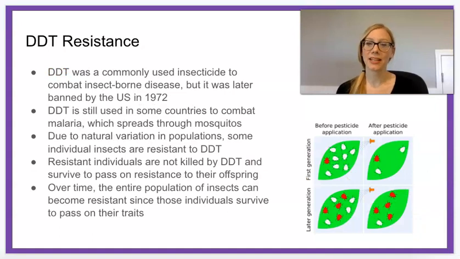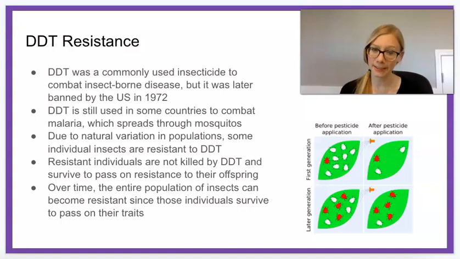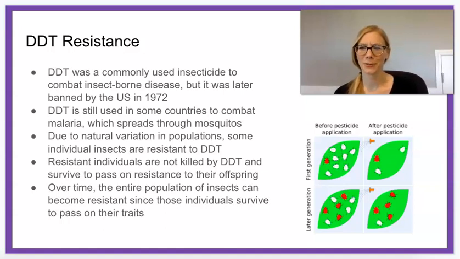Another real life example of natural selection is DDT resistance. DDT was a commonly used insecticide to combat insect-borne disease. Basically, it killed a lot of bugs that were causing disease, specifically mosquitoes and malaria. But it was later banned in the US in 1972, as it has some harmful side effects. However, DDT is still used in some countries to combat malaria, which spreads through mosquitoes.